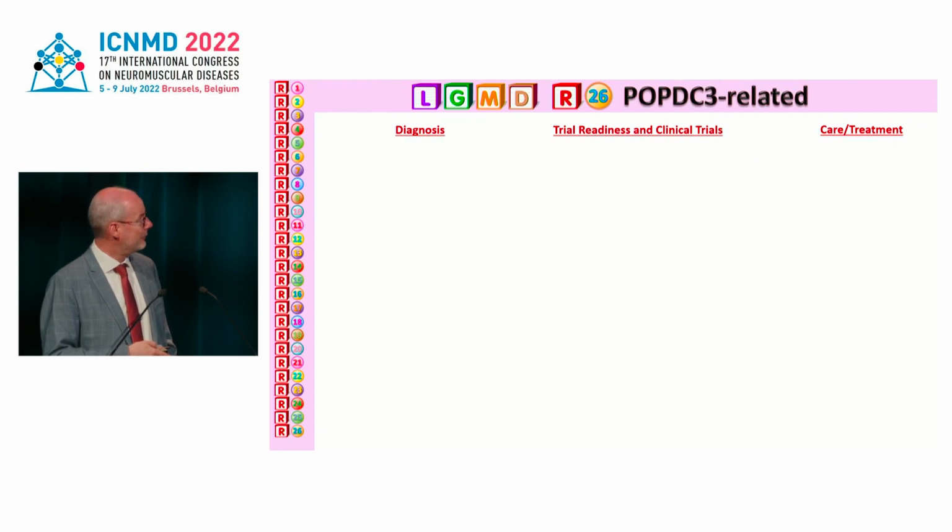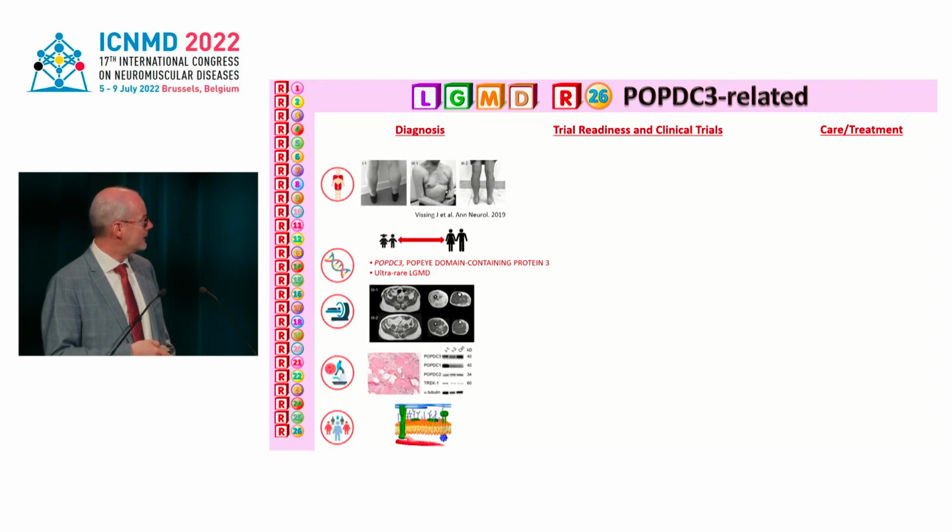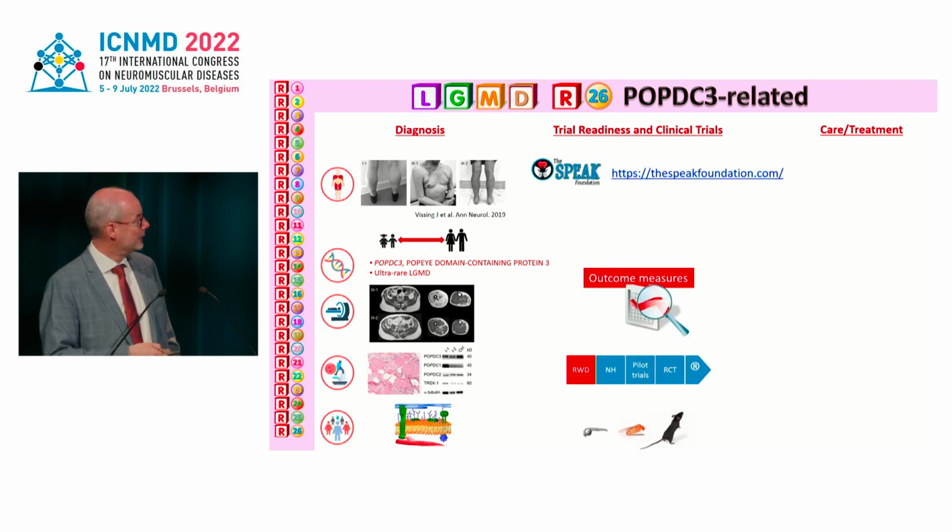And so for POPDC3, which is also a Popeye gene, it's a Popeye domain containing protein 3. Fairly similar. Here we can also see that the patients show quite prominent calf hypertrophy, shoulder girdle weakness, and I understand that there's now another large family that supports that this is a limb-girdle muscular dystrophy.